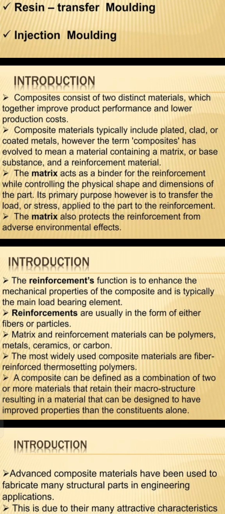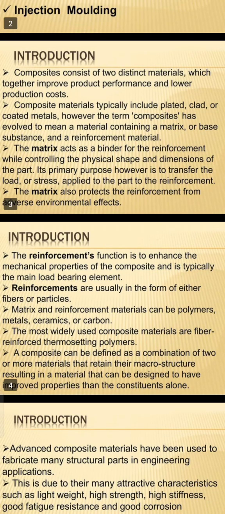The composite material can be defined as a combination of two or more materials that retain their microstructure, resulting in a material that can be designed to have improved properties compared to the constituents alone.